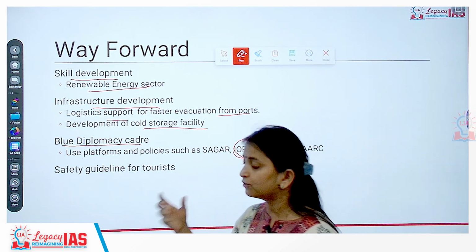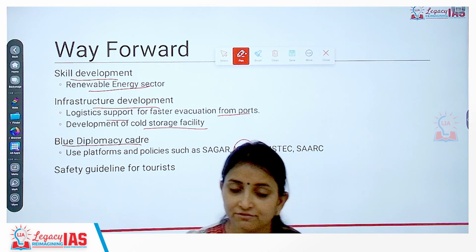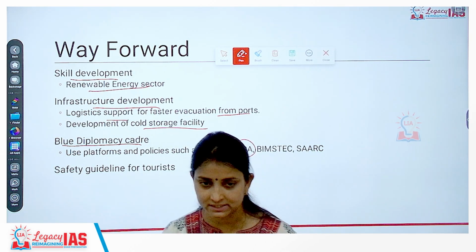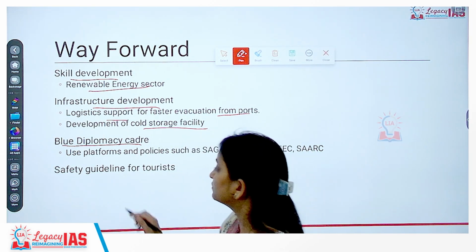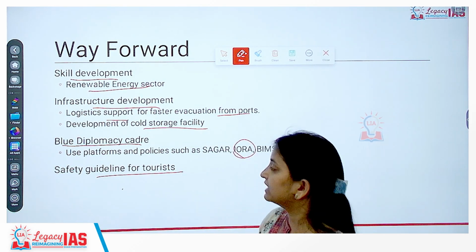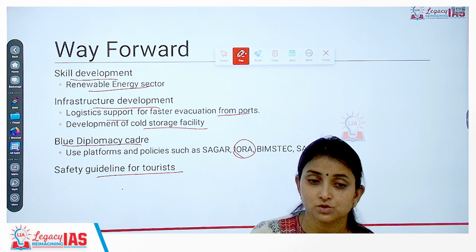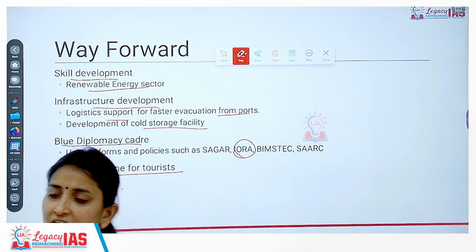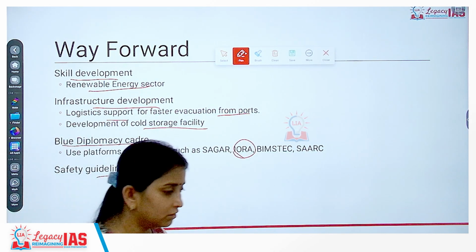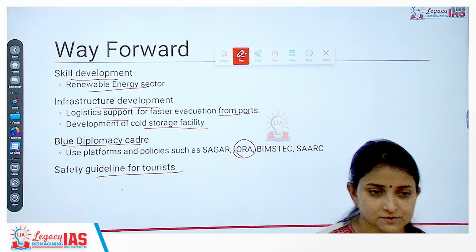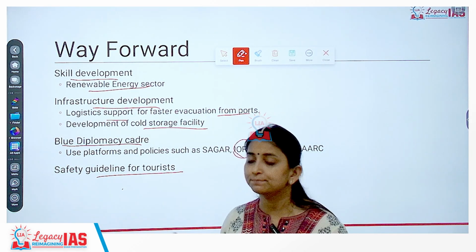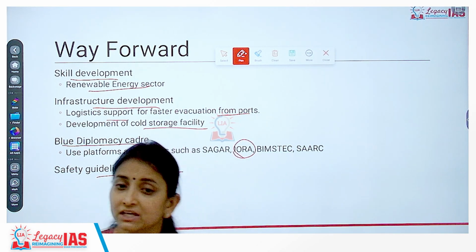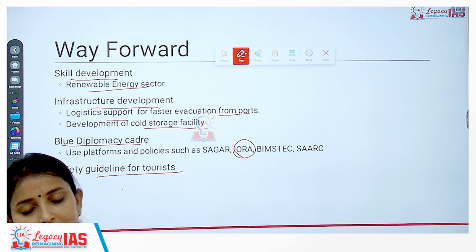All these platforms should be used so that we have more secure waters and we do not face the problems of piracy. Okay? Plus, we also need to develop safety guidelines for tourists, because tourism is also one of the pillars of the blue economy, and in India, tourists have faced some or other kind of issues. Okay? So, we need to develop some kind of safety guidelines so that tourists feel much safer and we can promote coastal tourism in India.